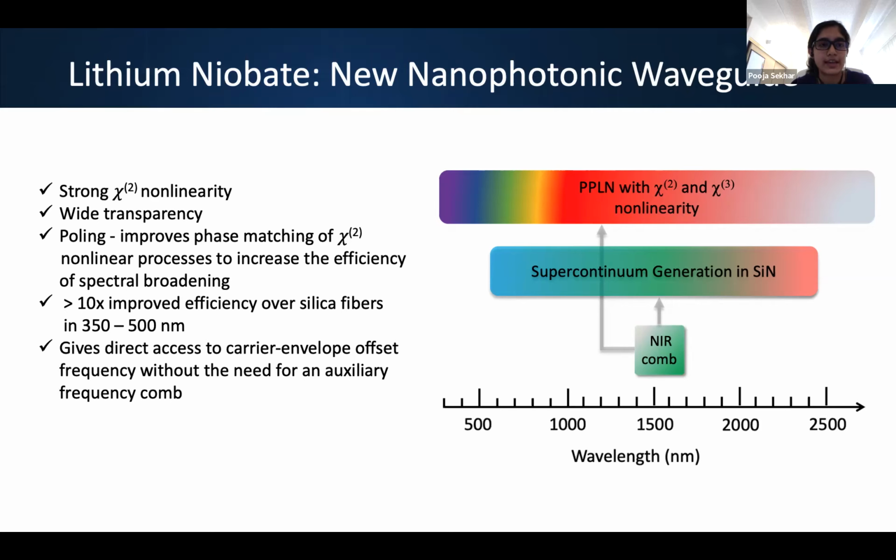There is also a technique called poling, which lets lithium niobate waveguides improve the conversion efficiency of nonlinear processes like harmonic generation and sum frequency generation, which generates wavelengths less than 500 nanometers. This results in a 10 times improved efficiency over silica fibers in this wavelength range. Also, the multi-octave spanning spectrum that can be generated gives direct access to the carrier envelope offset frequency without the need for an auxiliary frequency comb for stabilization.